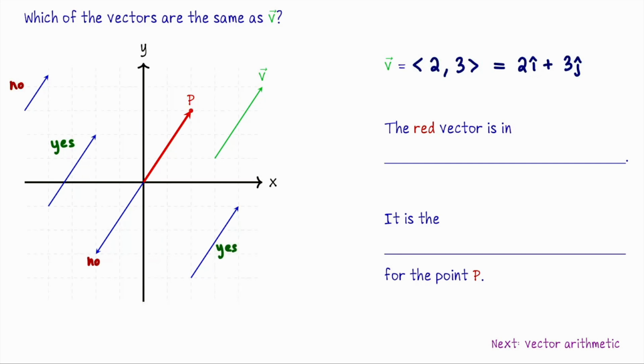And lastly, this vector here, pointing from the origin out to the point P, which is actually the point 2, 3, is also the same vector as v. And since it's starting at the origin and it's pointing out to 2, 3, the actual components of the vector, we say this vector is in standard position.